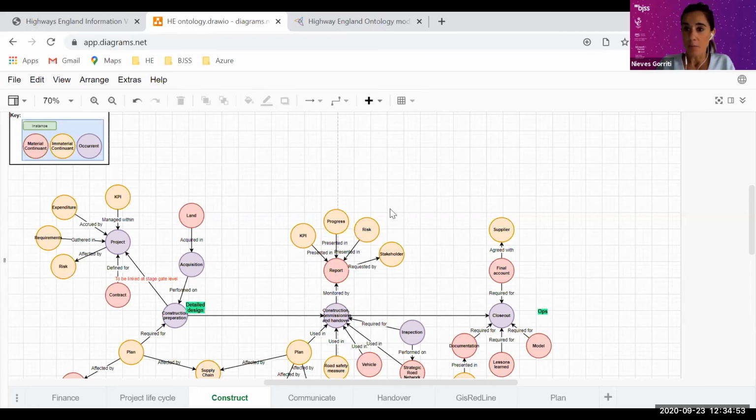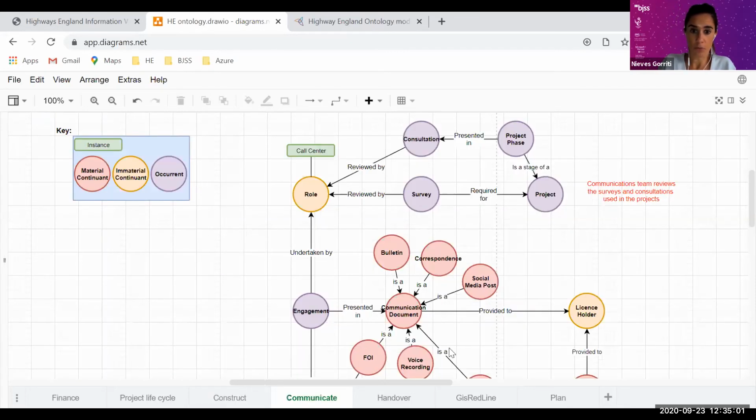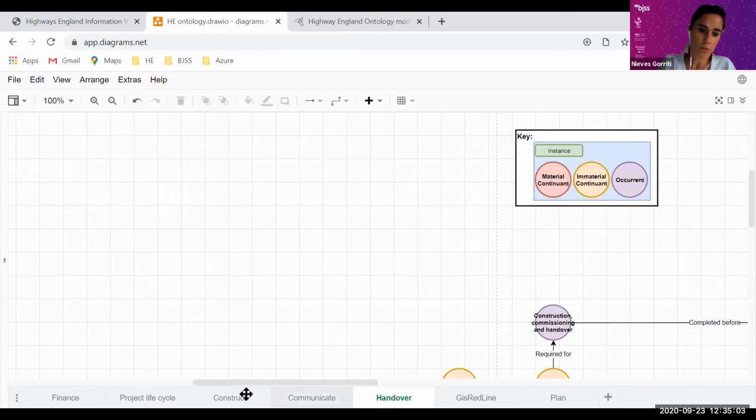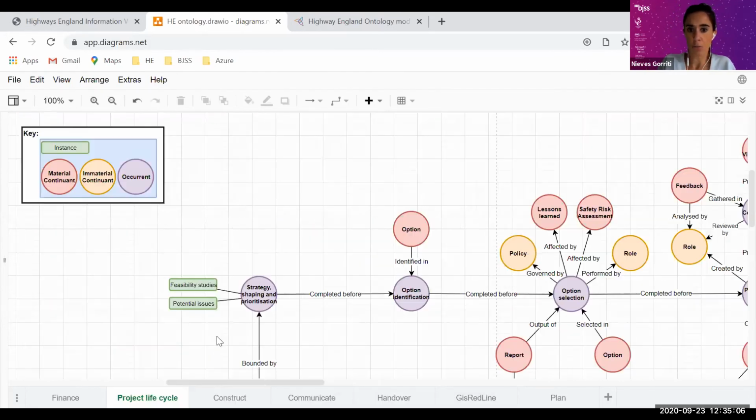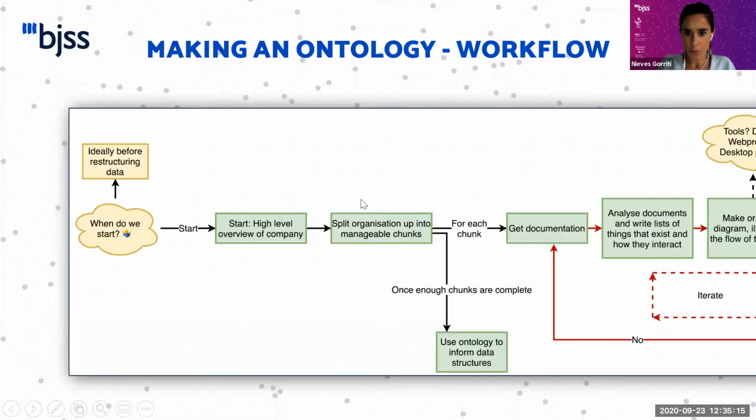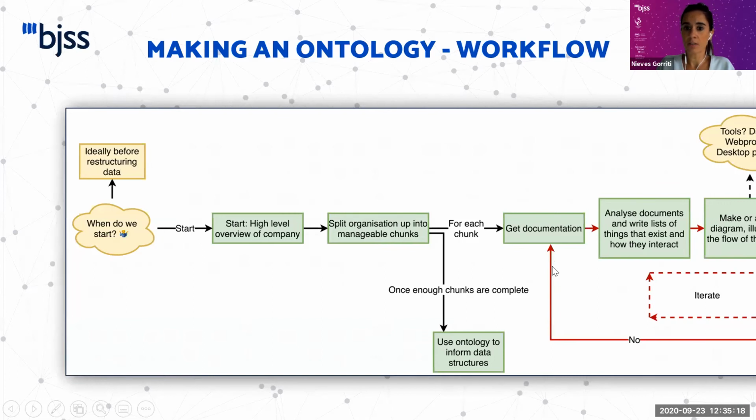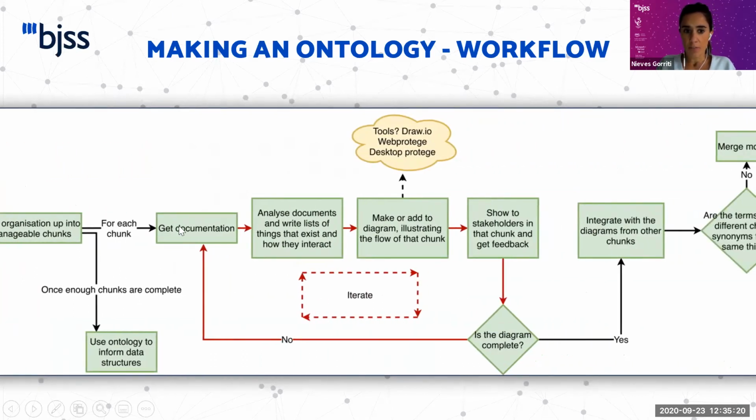So, okay, now we know, imagine that the construct business area is modeled. I think it's okay. So for example, here I have other tabs for communicate, for handover, for the project life cycle. So we have different small ontology models. If I come back to the presentation, we have split it in different chunks, okay? And then we are in the iterative process. So we have the documentation, we have used Draw.io, and we have discussed with stakeholders. We are happy. We can see that the diagram is complete.